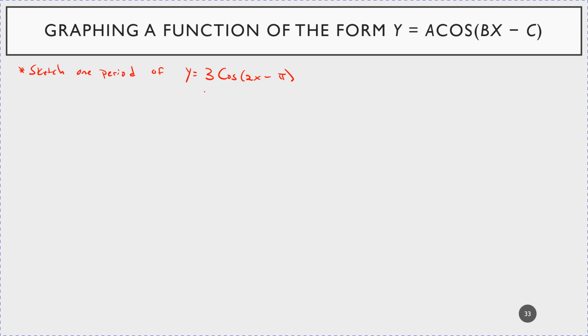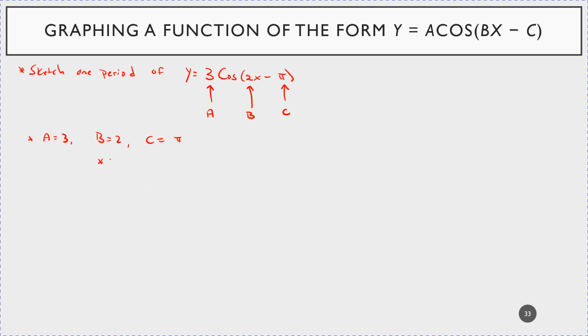This is my A. This 2 in front is my B. And because I have the minus here, this is my C. It's pi. If it helps you to do this, just like A is equal to 3, B is equal to 2, C is equal to pi, you can just put those right in there.